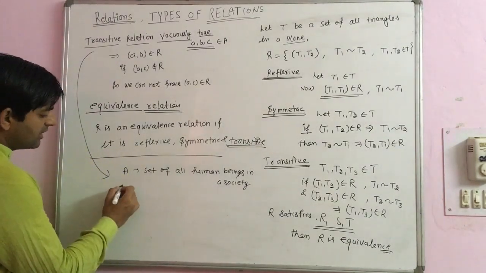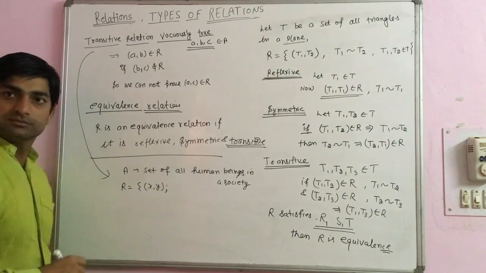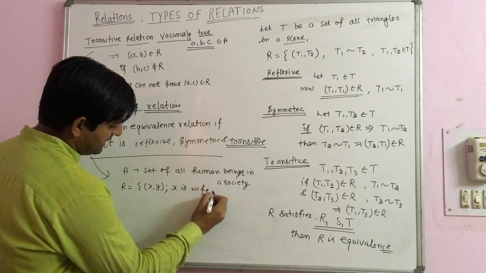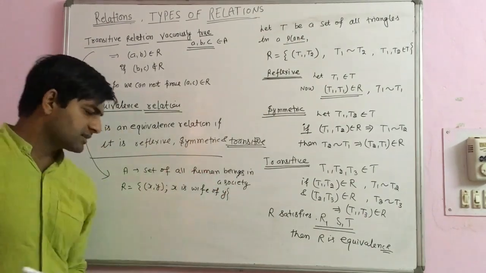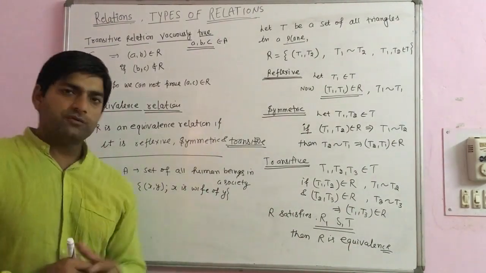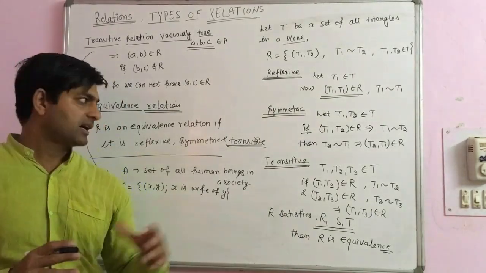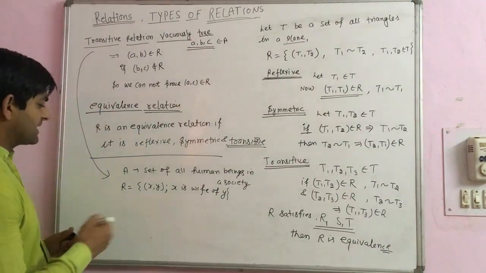Then a relation is taken from there, (x, y): x is wife of y. So let us take this type of question. First we want to check whether it is reflexive or not. I am just covering reflexive, symmetric and transitive again. So first I take reflexive.